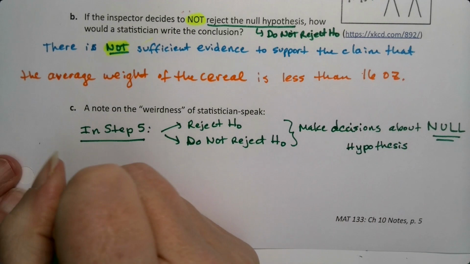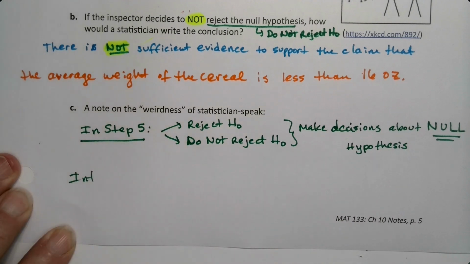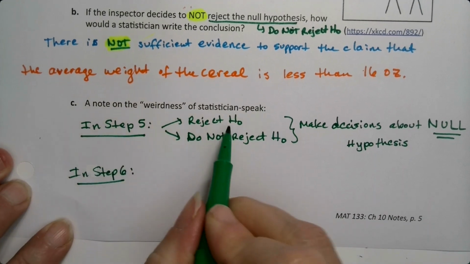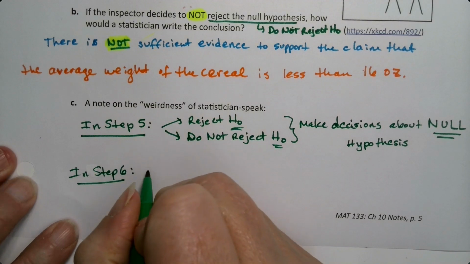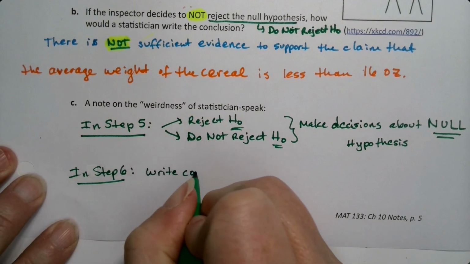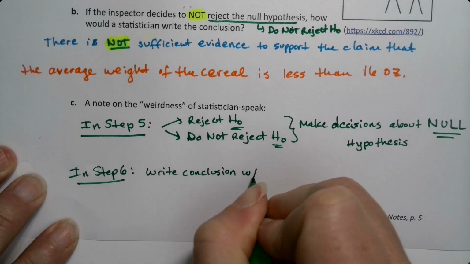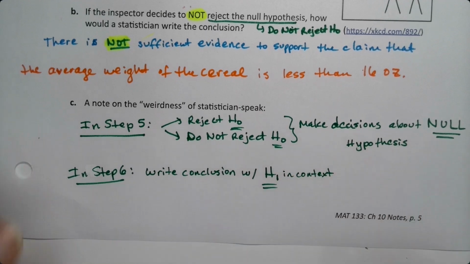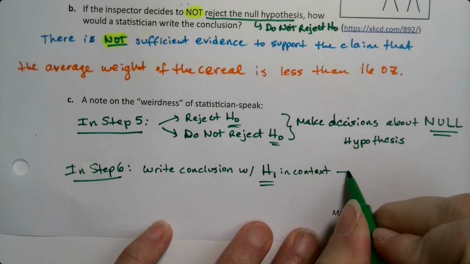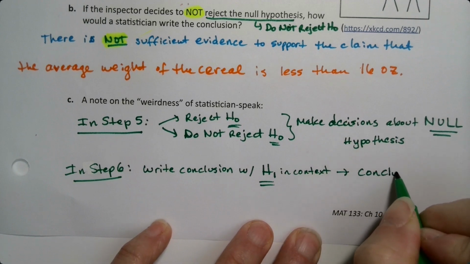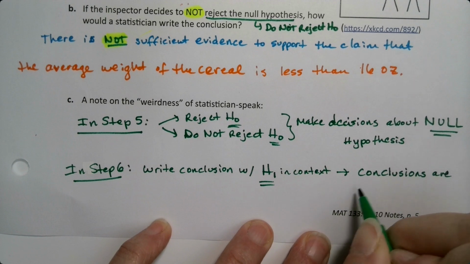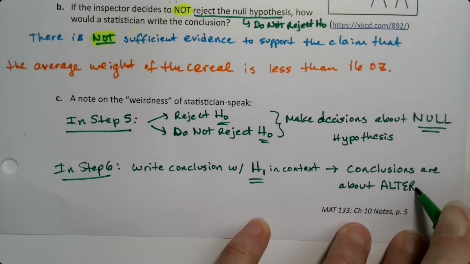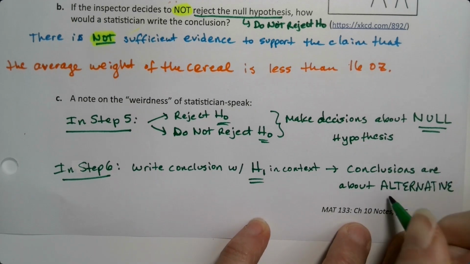But in step 6, we don't write about that. We write about H1. So even though step 5 is all about H0, in step 6, we write the conclusion with H1 in context. So H1, the alternative. So we write conclusions about the alternative hypothesis.